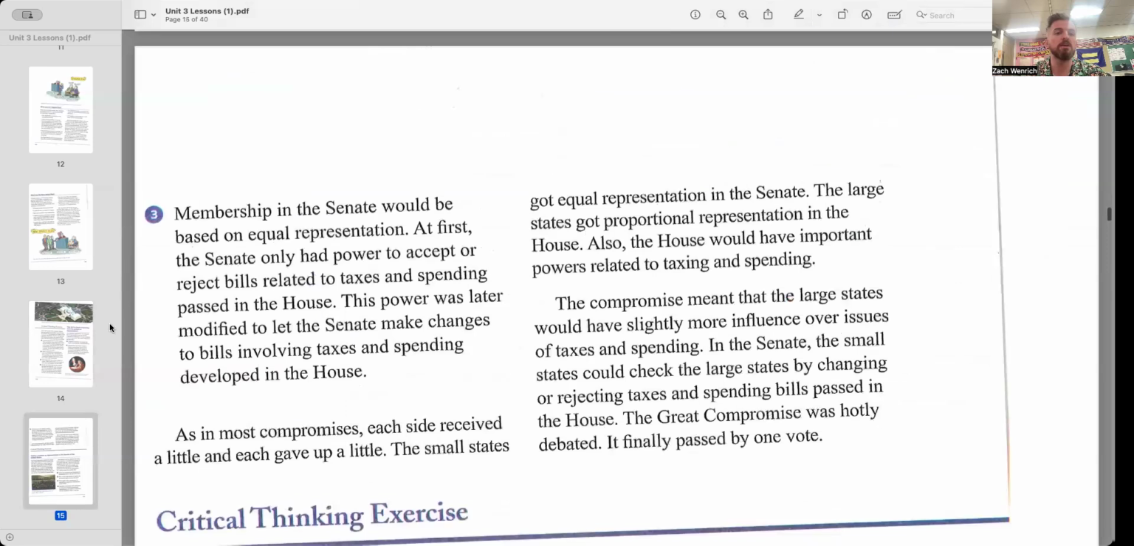And then moving on down to the Senate, no matter if you're a big state or if you're a small state, you have equal representation. And that, ladies and gentlemen, is how the framers compromised on representation.